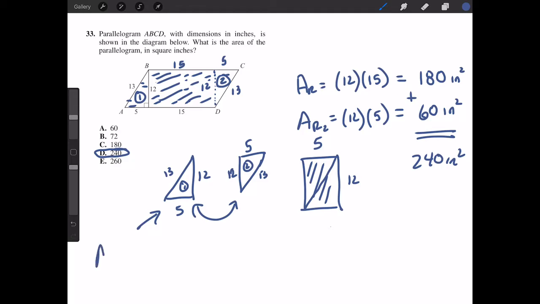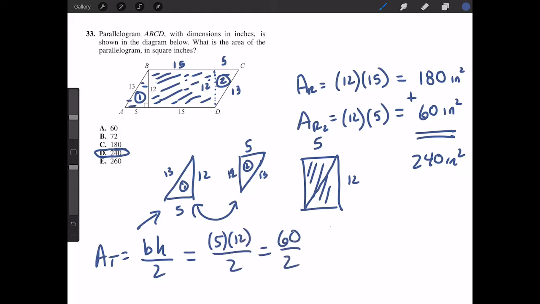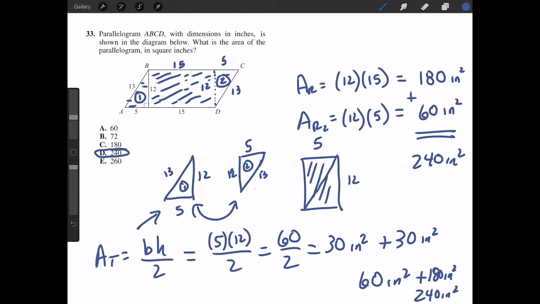Or you could have found the area of each of these triangles. So assuming you know that the area of a triangle is equal to its base times its height divided by 2, then you know that it would be 5 times 12 divided by 2, in other words 60 divided by 2, in other words 30, in this case inches squared. So that would be for each triangle, so you would need to double that because the other triangle has the exact same measurements. So you would get another 30 inches squared. So 30 plus 30 is 60 inches squared, which is, yes, the same area we found for that rectangle. So we would just need to add, in that case, the 180 inches squared from the rectangle, and it would give us the, again, same answer of 240 inches squared.